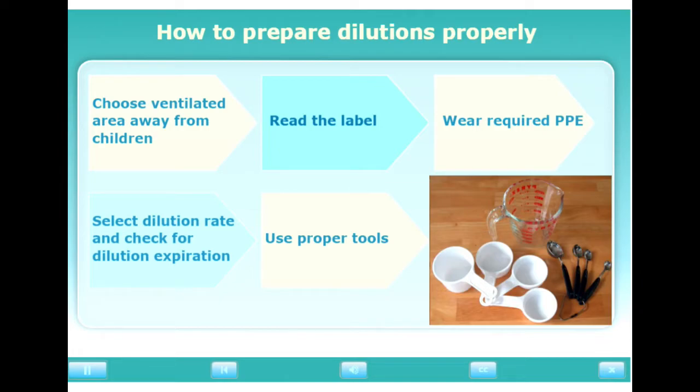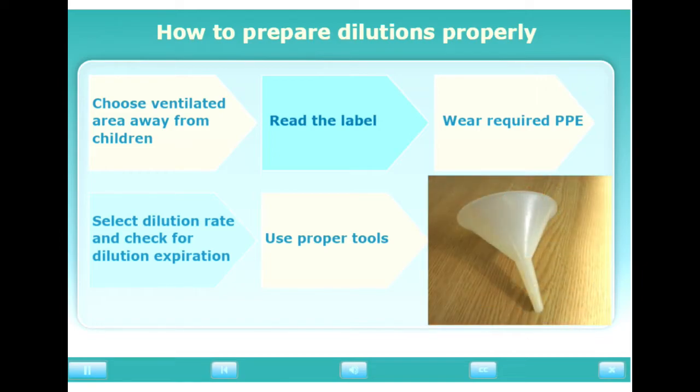Prepare only what you need to use in the short term. Some sanitizers and disinfectants lose their effectiveness and require new preparation after a certain amount of time. Check the label for dilution expirations. When you make your dilutions, reduce the risk of spills and splashing by using a cup and funnel for transferring the liquid from the bulk container.